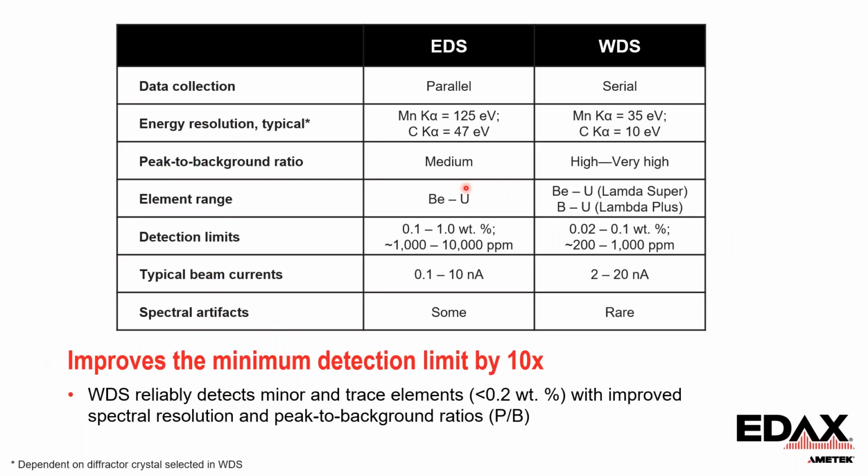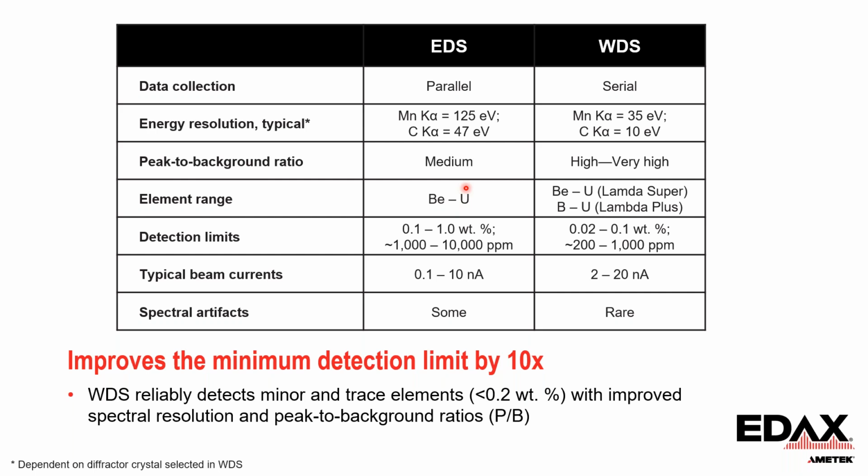This is a comparison between EDS and WDS. EDS data collection is parallel, which means you get all of the peak information simultaneously. It is fast. For WDS, because one spectrometer can only analyze one element at a time, WDS collects data sequentially. It's slower than EDS, but WDS has much better energy resolution than EDS. The peak to background ratio of WDS is in the range of high to very high.